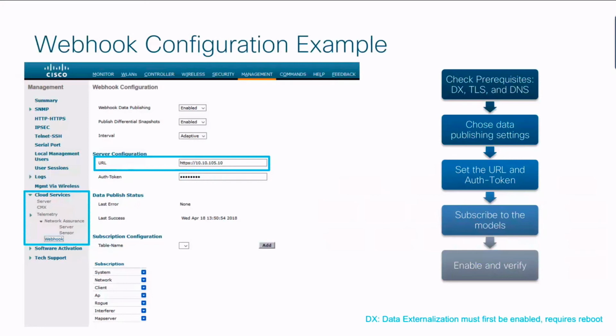Also, the subscription configuration section here details the topics that can be subscribed to. And again, these are going to be backed by those Yang models. We can choose individual topics, or we can enable all of them, and that's what's done here. And then finally, under the data publishing settings, we see the status of the last error and the last success, so that we know if the connection was successful to that third-party server.